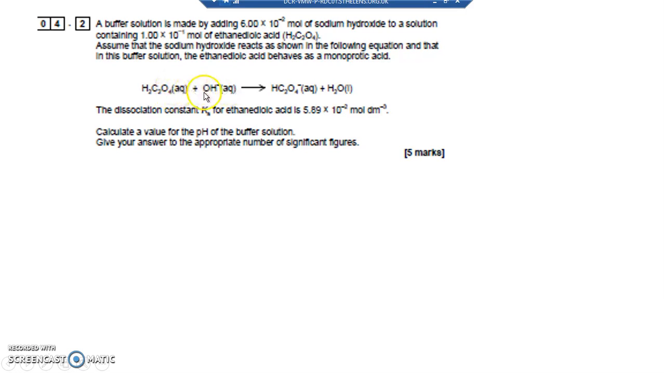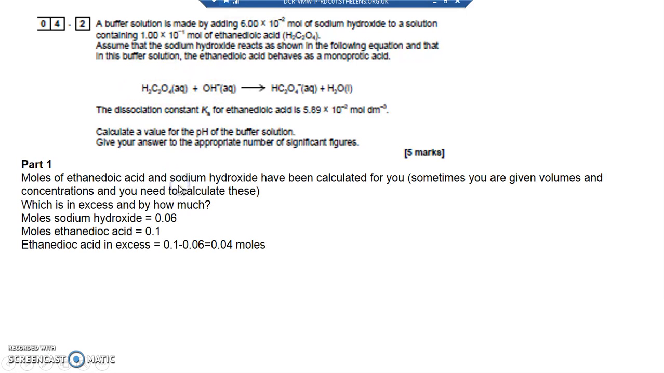Now first of all, you've been given the number of moles of each, so you've not been given a concentration or volume and have to work out moles, you've just been given them. And since 1 mole of this reacts with 1 mole of this, we can do a straight subtraction. So moles of ethane dioic acid and sodium hydroxide have been calculated for you, so that's fine. Which is in excess and by how much?